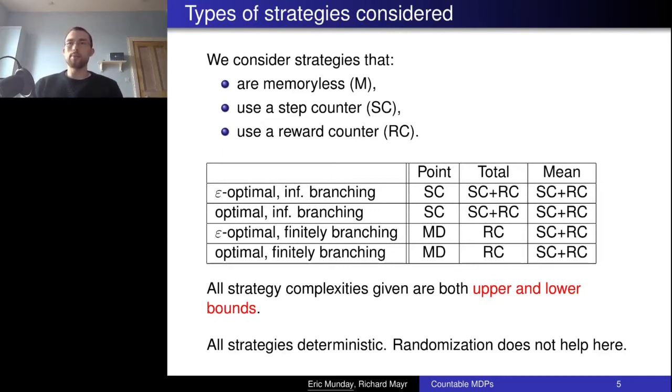You see before you a table of our results. All entries in the table are tight in the sense that they are both upper and lower bounds. Lower bounds are obtained from counterexamples, and upper bounds are obtained from a proof. All strategies are deterministic, and randomization does not help here.